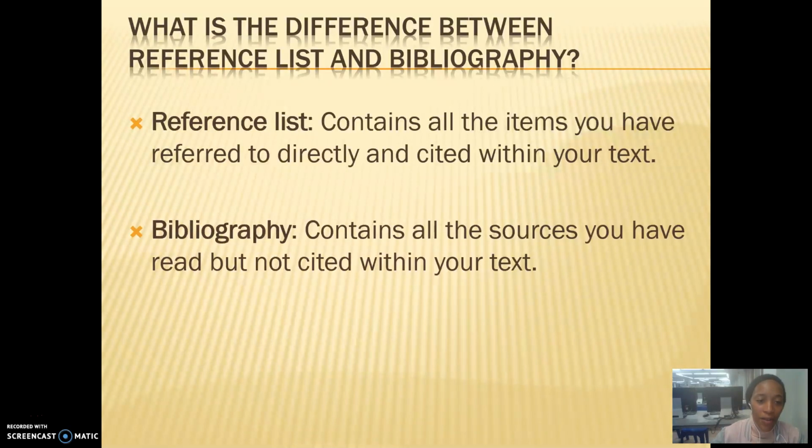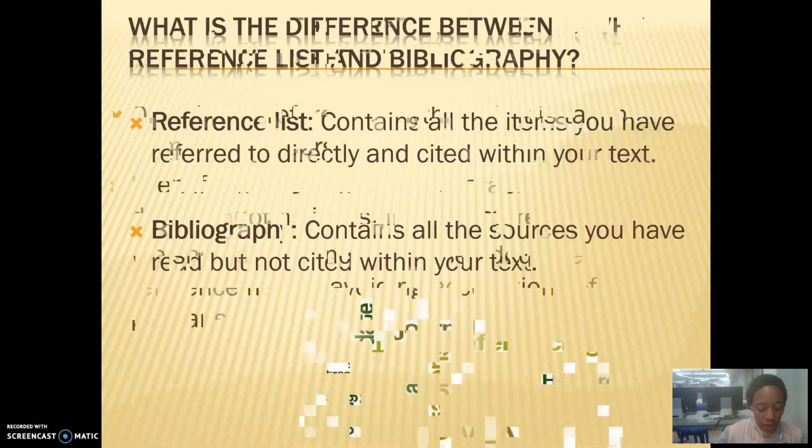Whereas with a reference list, it means that you have taken information from the source. Therefore, we will see it within your text, within your assignment, and it will also come at the end of your assignment in the reference list. That means it will appear within your text as well as at the end. With a bibliography, you will only see it at the end of your assignment, but there won't be any in-text citation.